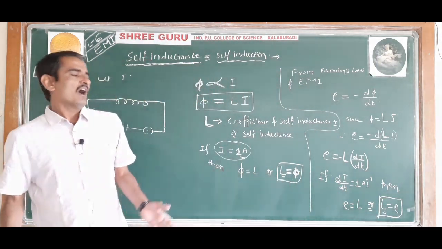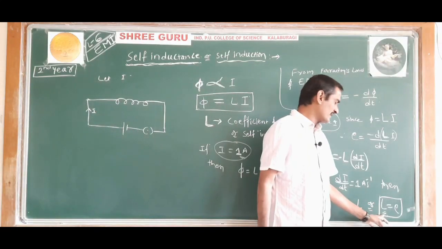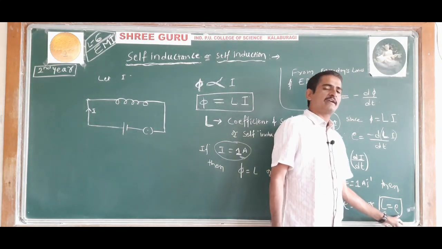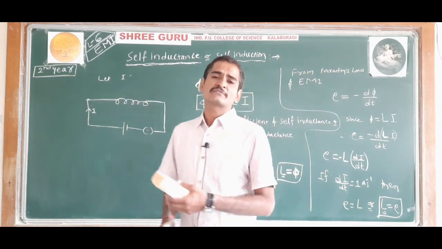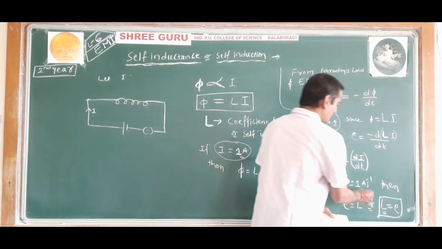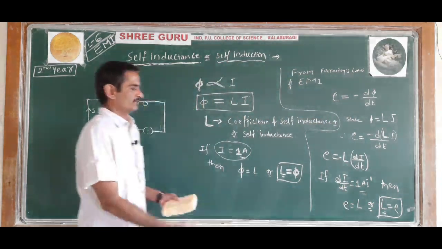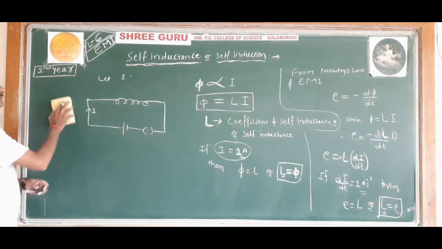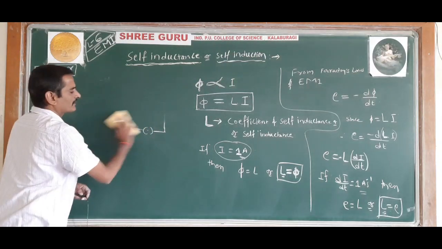Understood? So like this. Or the coefficient of self-inductance of a coil is numerically equal to the induced EMF when the rate of change of current is unity. So understood? So these all are different ways of explaining the coefficient of self-inductance.